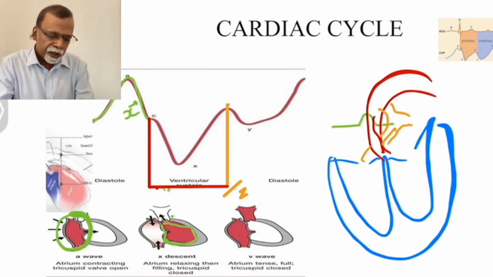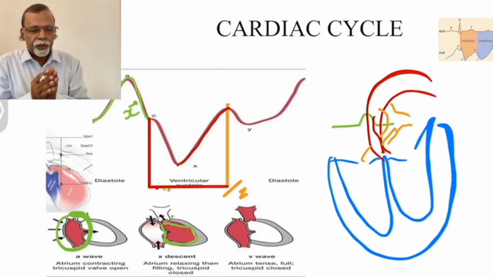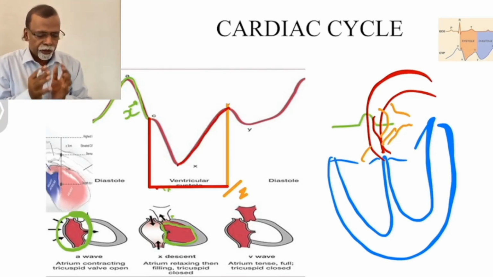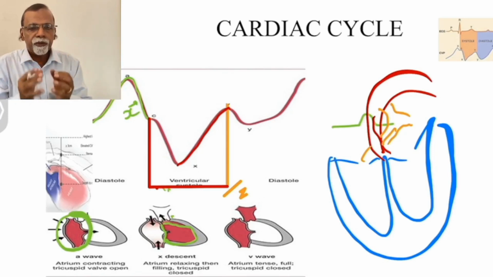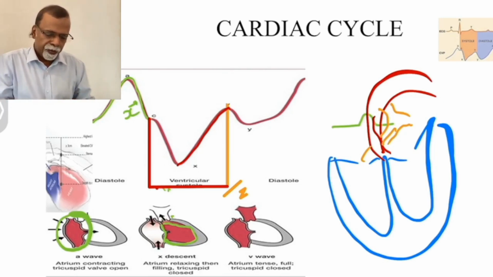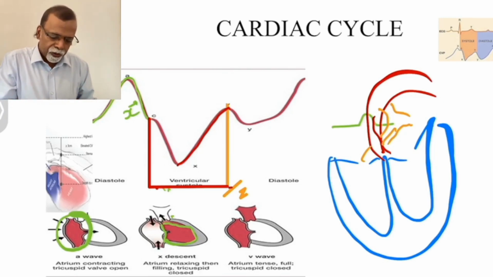And now we can see that the V wave is occurring during ventricular systole. As I have told, this point you should remember, that the V wave is occurring during ventricular systole, with the continuous filling of the atrium that is happening. Hope this point is clear. Now it is the diastole.